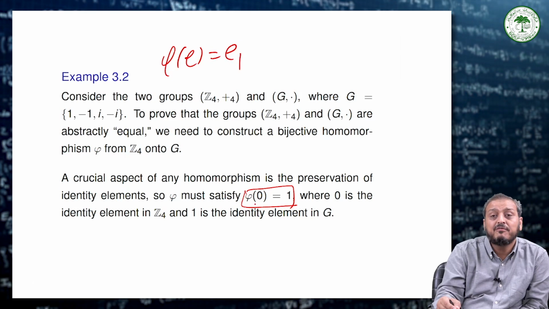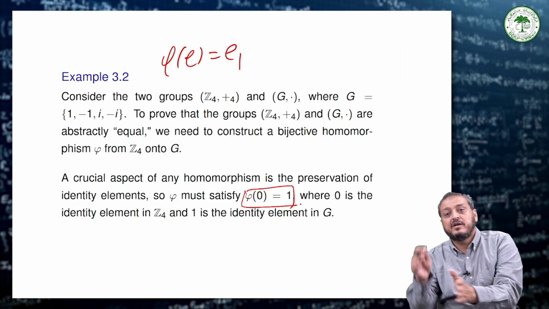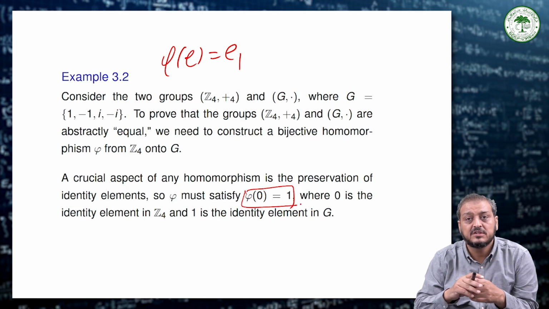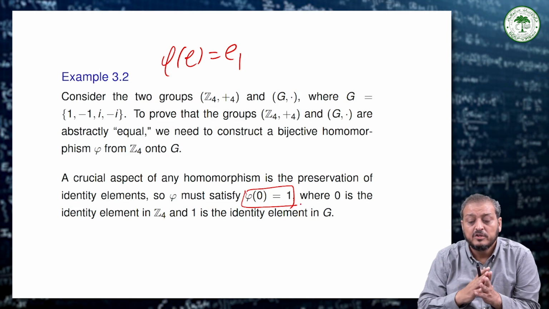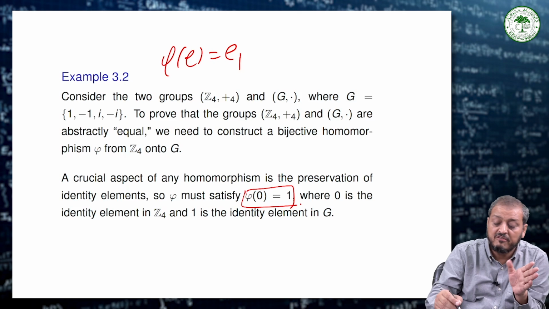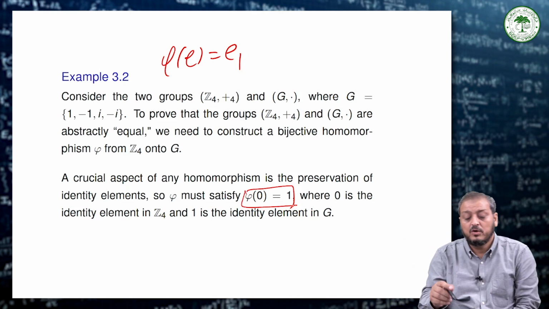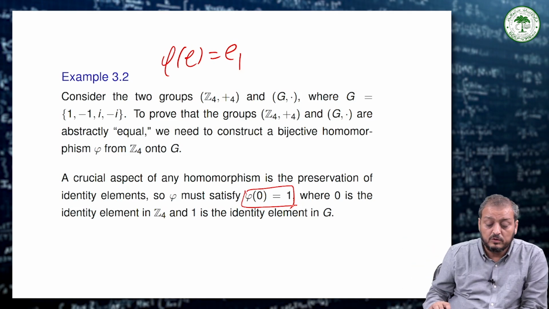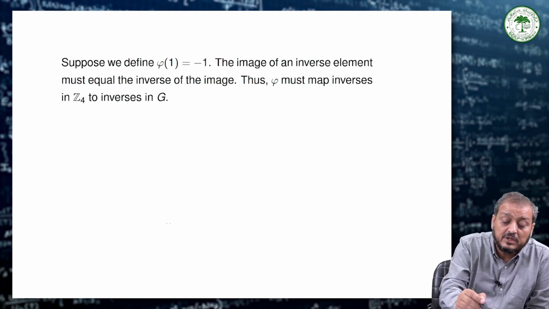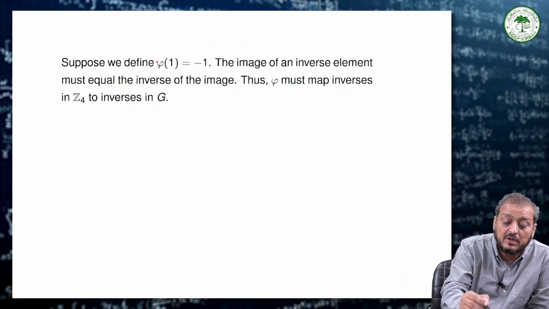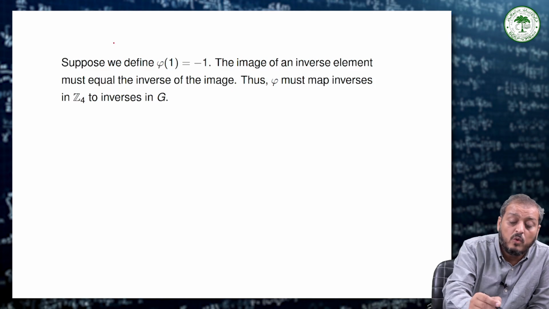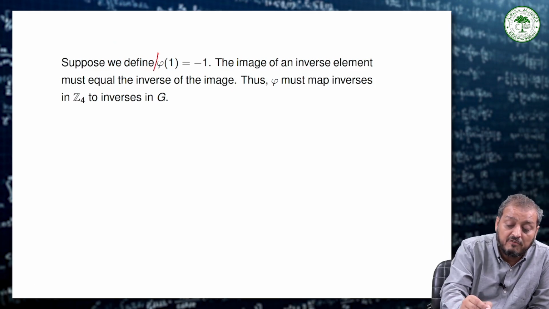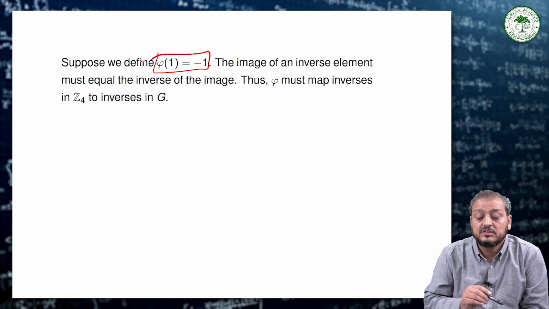So phi of E, here phi of 0, is always equal to the identity of that set G. So phi of 0 is equal to 1. Next, suppose we define phi of 1 is equal to -1.